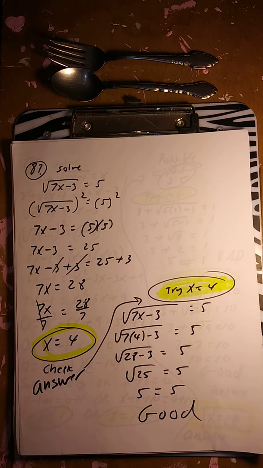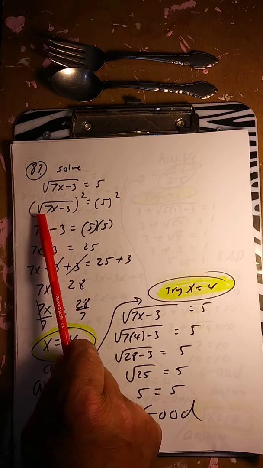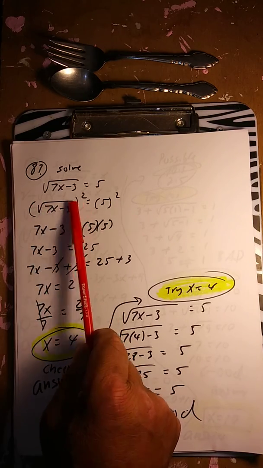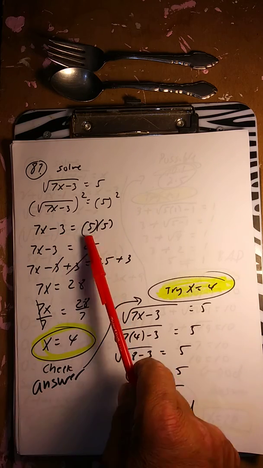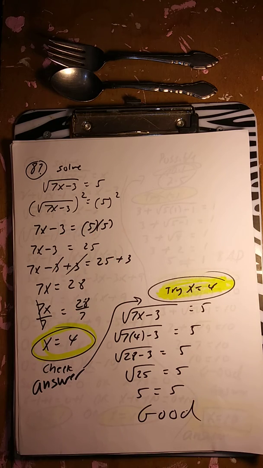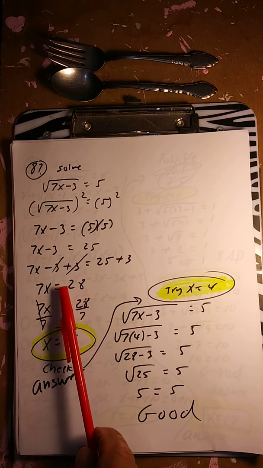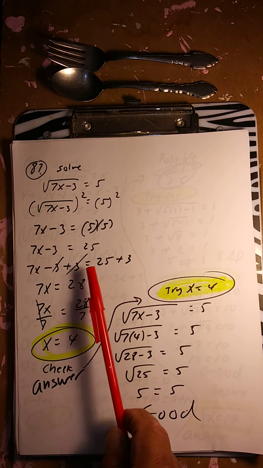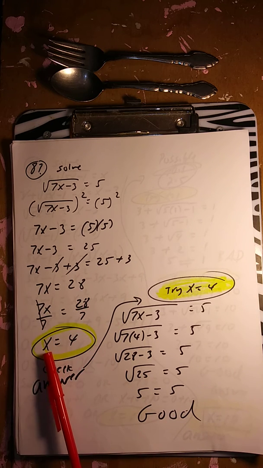Let's see. So I guess we have to square both sides. Let's square the left side and the right side. This one squared, the square root of 7x minus 3 squared is just that, 7x minus 3. 5 squared means 5 times 5. 5 times 5 is 25, so you have 7x minus 3 equals 25. Add 3, add 3. So we have 7x is 28, divided by 7, divided by 7. So x must be 4.